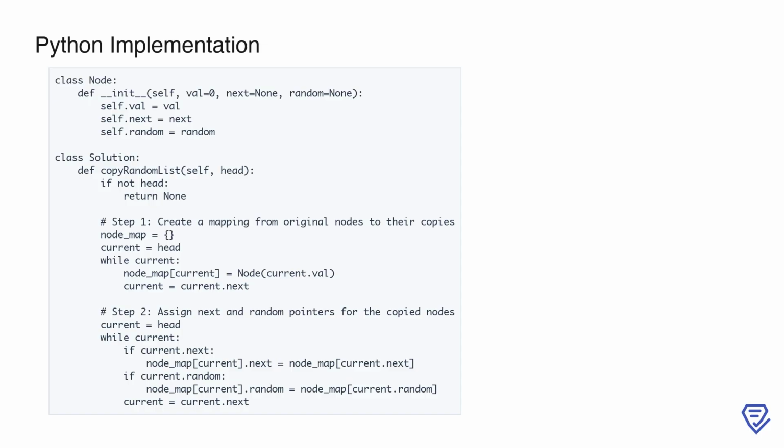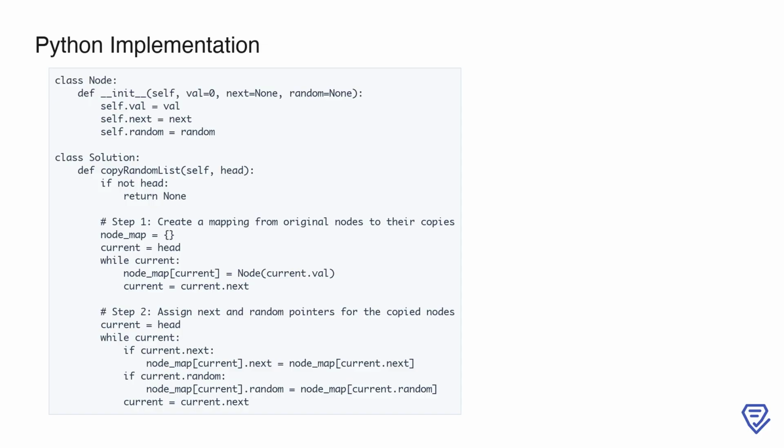The first step checks if the input head is None, which means the list is empty. In that case, we return None. Otherwise, we initialize an empty dictionary called node_map. This dictionary will serve as a mapping between the original nodes and their corresponding copied nodes. We then traverse the original list using a current pointer.